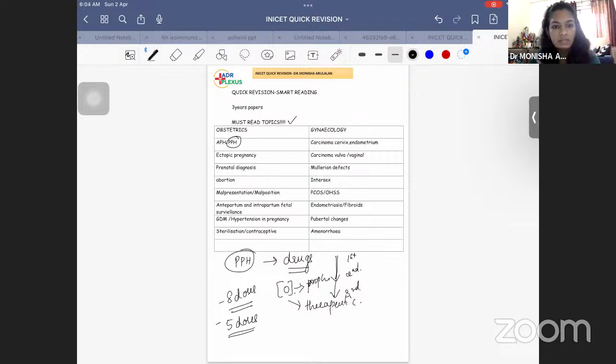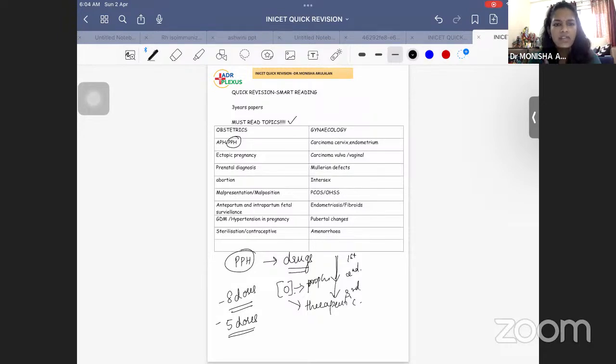Next, coming to another very important topic, you will definitely have a question: ectopic pregnancy. In all the exams, obstetrics without ectopic is never seen. So for ectopic pregnancy, first of all you have to identify it, the diagnosis, as well as the management. I'll also be explaining further what else is to be done.